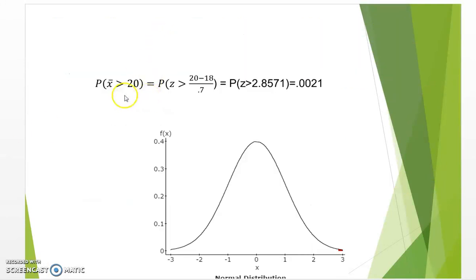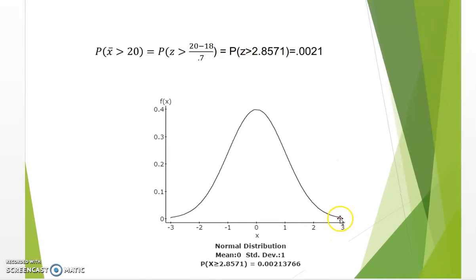Alright, so the next slide is just talking about the way we do it again. So the probability of X bar greater than 20 is the same as the probability of converting to the Z-score, which is going to be 2.8571. If we use StatCrunch, you can see this is going to be your Z-score, on the standard normal distribution. It's going to be greater than 2.8571. This probability based on computation is 0.0021.